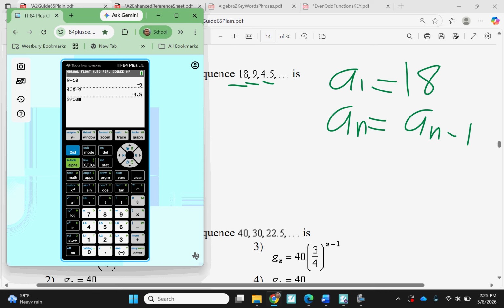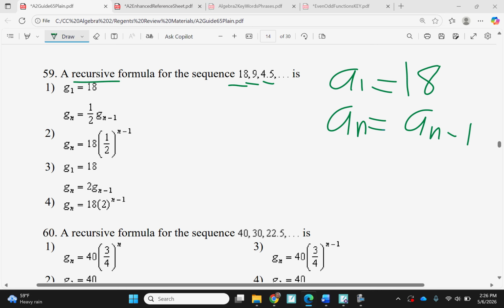9 divided by 18, 4.5 divided by 9. Do they divide to the same thing? Yes. That means that I'm multiplying by 0.5 or 1/2. Which of the choices has that? That is choice number 1.